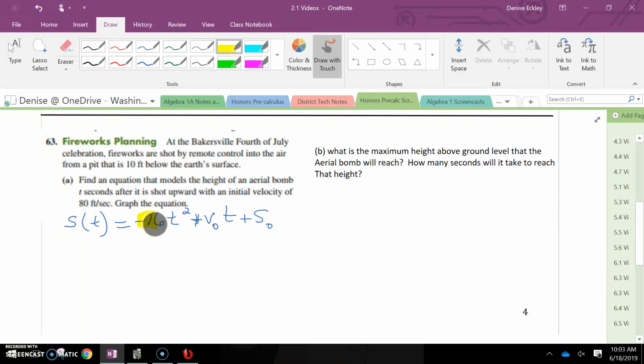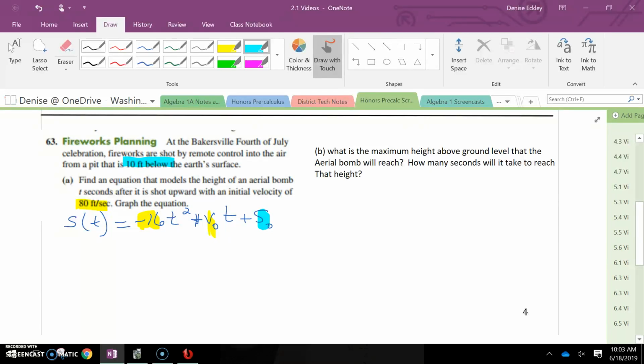The negative 16 is due to the gravitational pull of the Earth. The V0 is the initial velocity, which they tell us is 80 feet per second. And since it's upward, it's going to be positive. And then our initial height comes from the fact that we know it's 10 feet below the Earth's surface. So that's going to be a negative number.